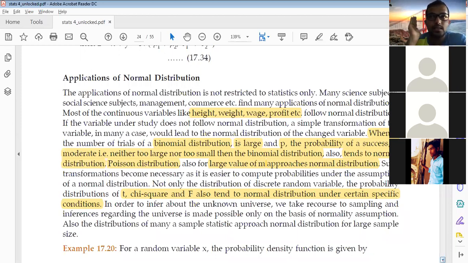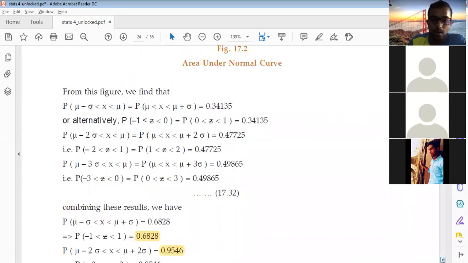Quartile deviation is 0.675. Okay. Yes. Point of inflection, you told me. Mean deviation, you told me. Quartile deviation, you told me. Okay.